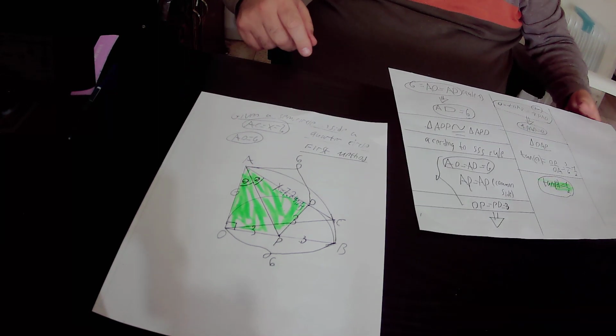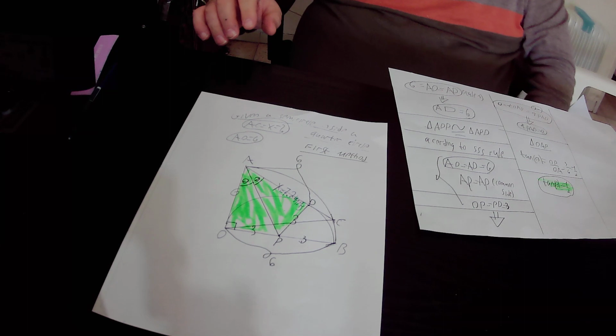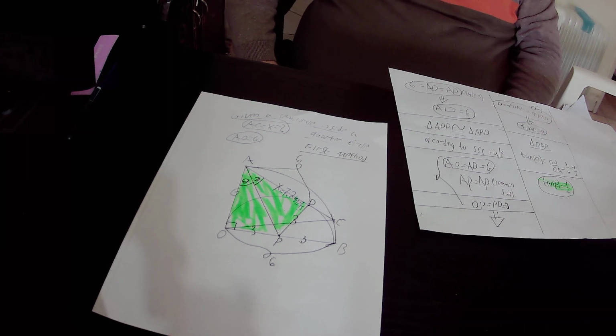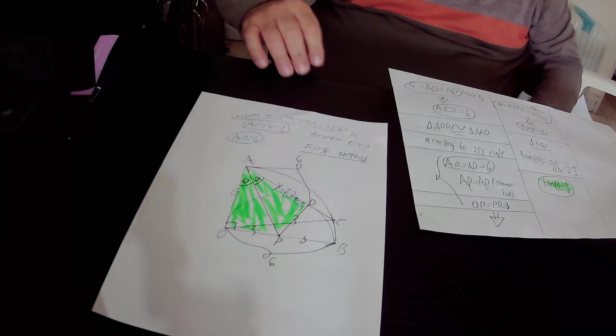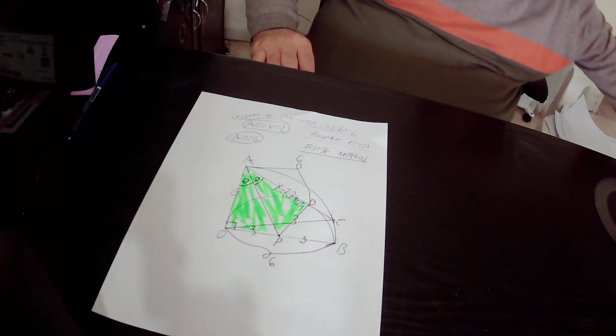Then we join together points O and C by a straight line. And I presented to you the law of cosines, and we implemented the law of cosines in this triangle AOC. So what is the law of cosines?